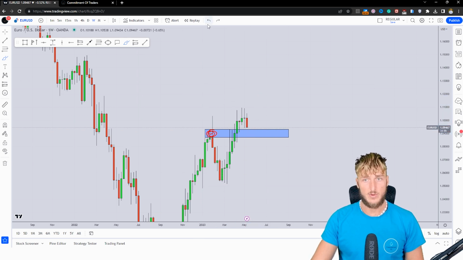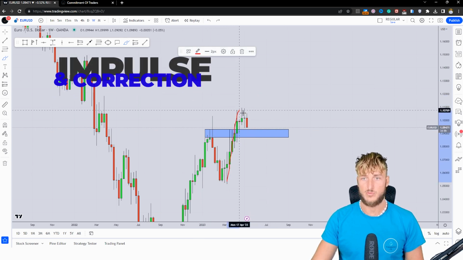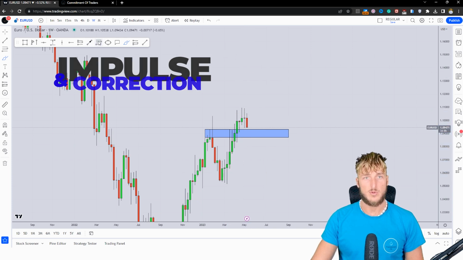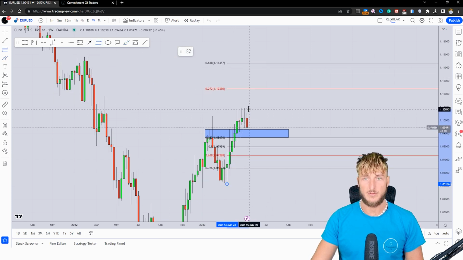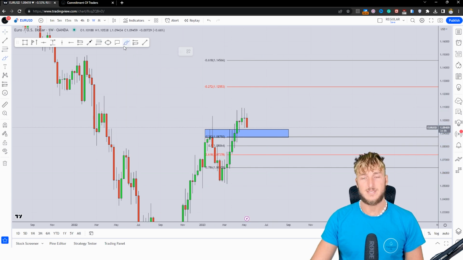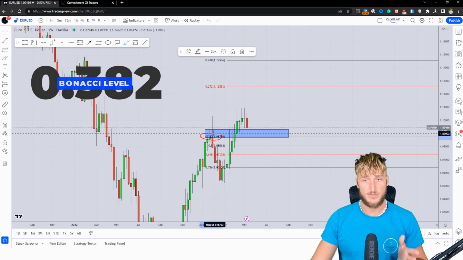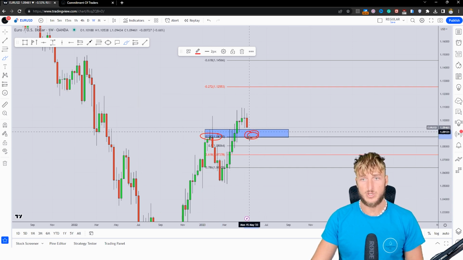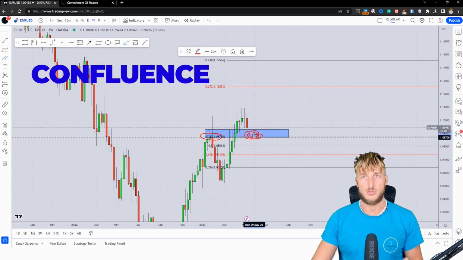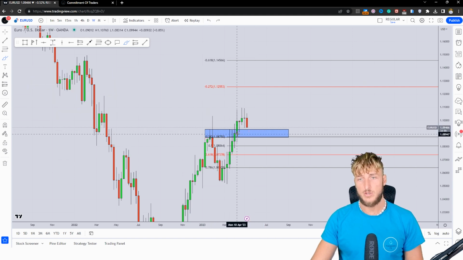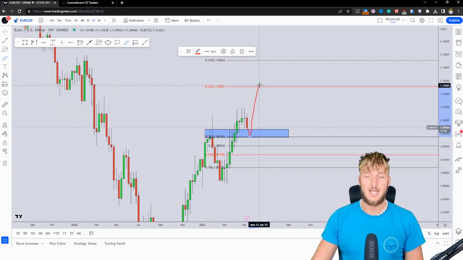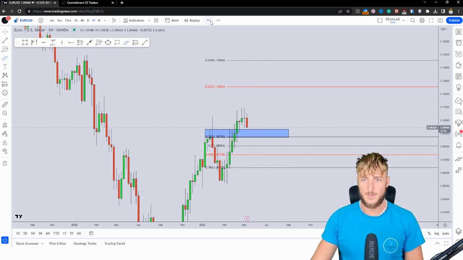We can also notice how in general, if you have an impulse and you want to measure the correction, you have to take your Fibonacci from the low to the high of the impulse leg. And if we do that, we can see how we have the 0.382, which is currently lining up perfectly with this previous resistance turn support, creating confluence of support at this area, which we could in fact expect this market to test and then potentially to reject to the upside.